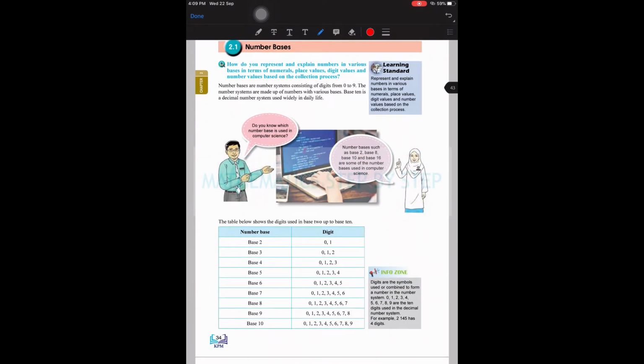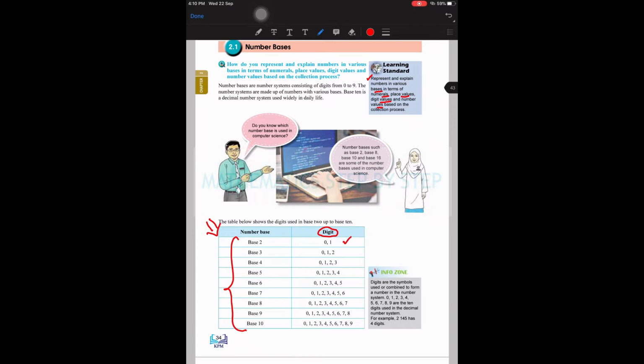So the first subtopic that we'll be learning is to represent and explain numbers in various bases in terms of numerals, place values, digit values, and number values based on the collection process, okay? So from this table, we can see that base 2 to base 10 are the bases that we are going to learn today, okay? The right hand side of this table shows the digits involved for each of the bases. So for base 2, only 0 and 1 are involved, okay?